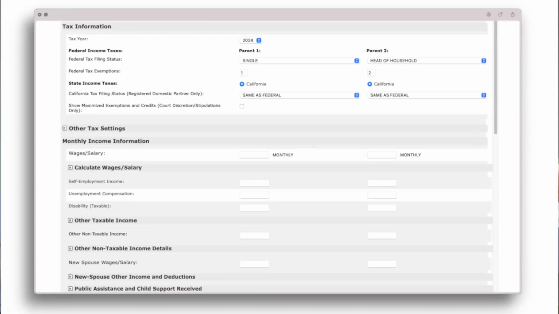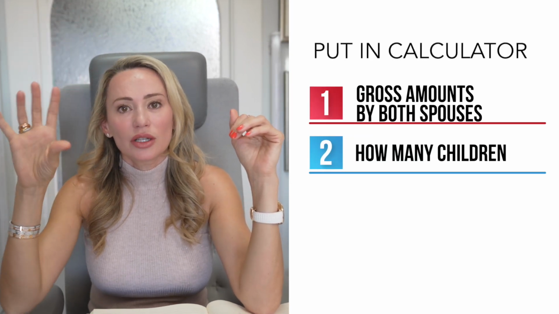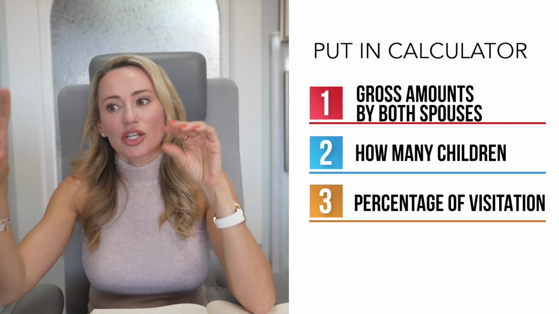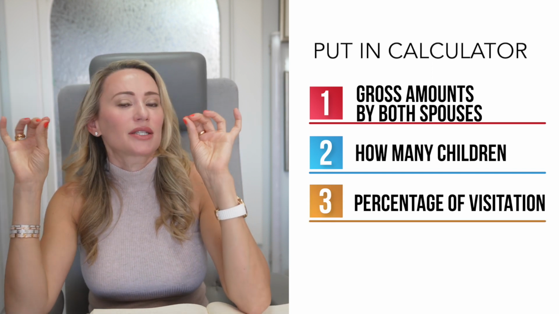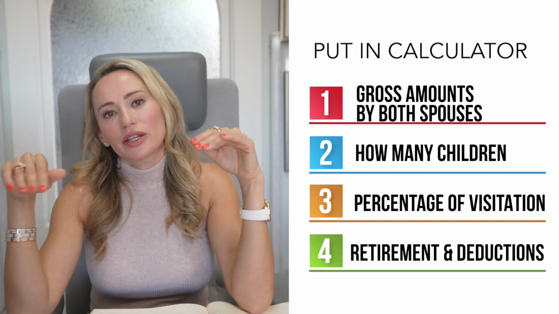Expenses, people wonder, well, I have a very high lifestyle. That doesn't matter. For example, if you have high rent, doesn't matter. If you go on vacations and that's expensive, doesn't matter. So we only enter gross amounts for both spouses, the percentage first. So we put how many children, like 1, 2, 3, put the number of children, then percentage of visitation, gross amounts, whatever retirement, and then deductions, and then click OK, and it will generate child support.